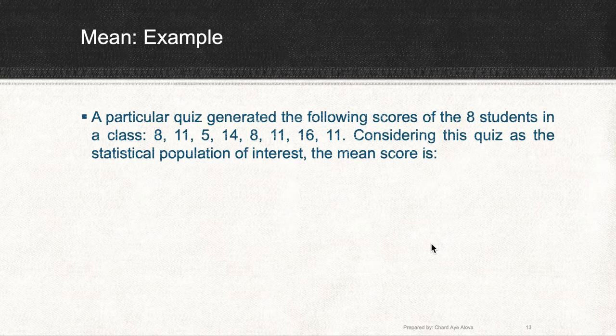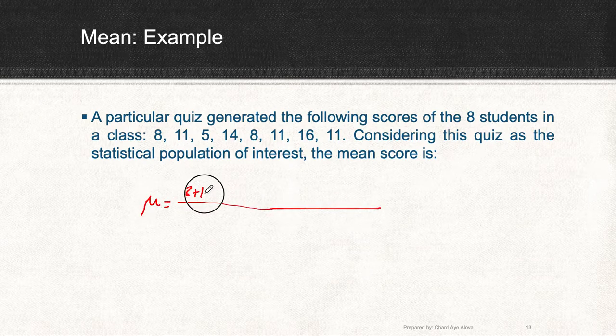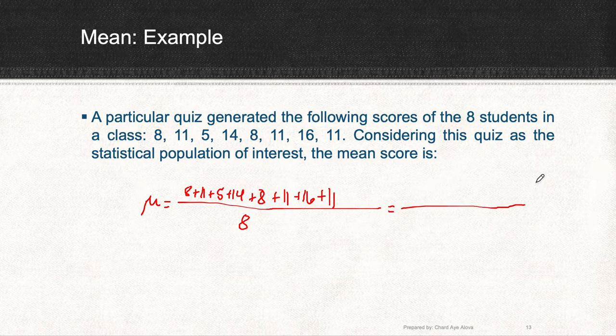For instance, say you have this example: a particular quiz generated the following scores of 8 students in a class: 8, 11, 5, 14, 8, 11, 16, 11. Consider the quiz as the statistical population of interest. What is the mean score? What we need to do is get the mean. We'll do it manually, since if you want the software, there's another video for that, which I'll give you in the description below. We divide the sum by 8. So manually computing, what do we have?